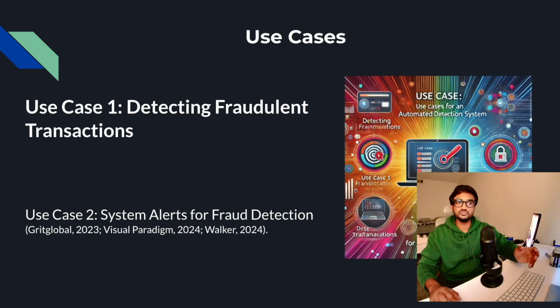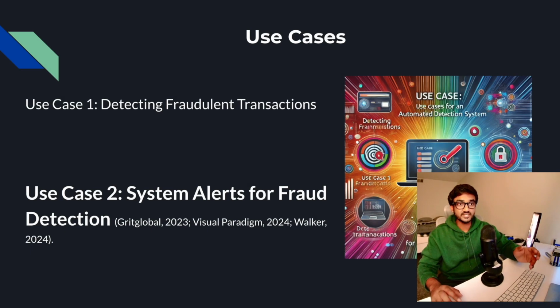Now let's look into the use cases. The first use case is detecting fraudulent transactions. In this scenario, the system scans incoming transactions and flags those that appear suspicious based on predefined criteria. The second use case involves system alerts for fraud detection. Here the system generates alerts for the fraud prevention team whenever it identifies potential fraud, enabling quick investigations and actions.